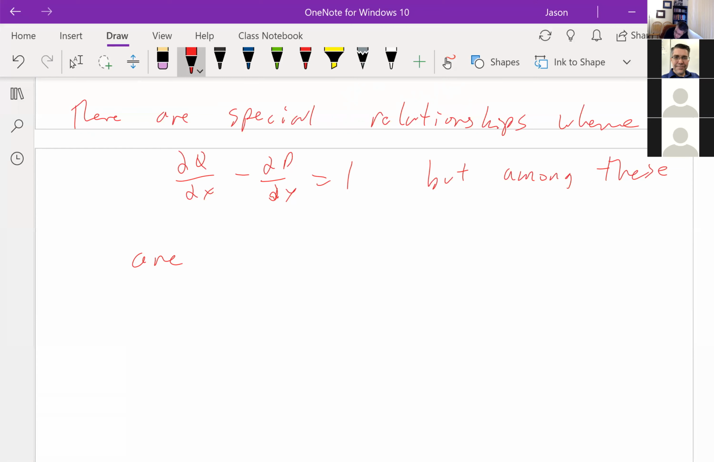So we could say that among these are the line integral of x dy. Okay, because why? Because in this case, dQ/dx is equal to 1, and dP/dy is equal to 0, right? Okay. Also, y dx, right?